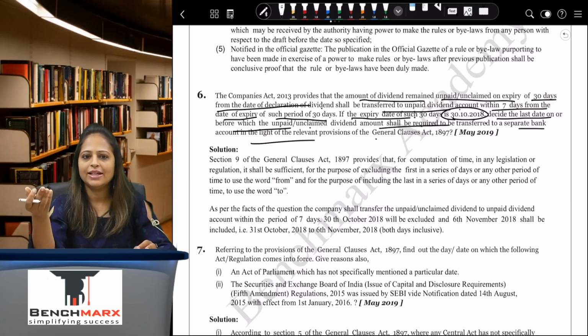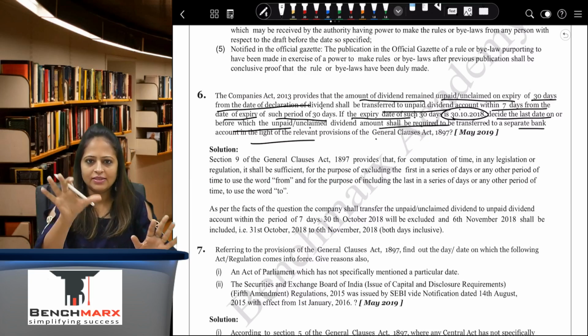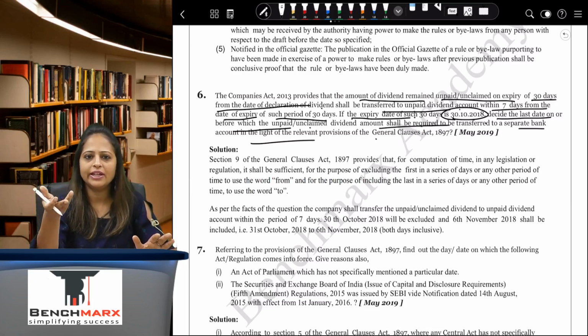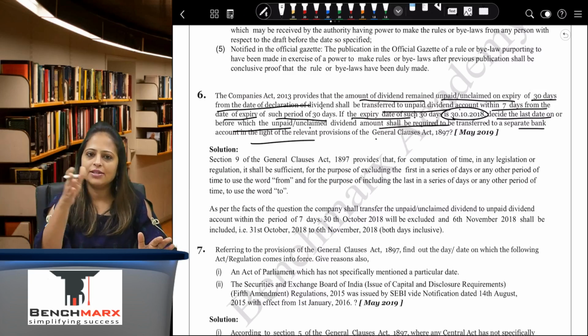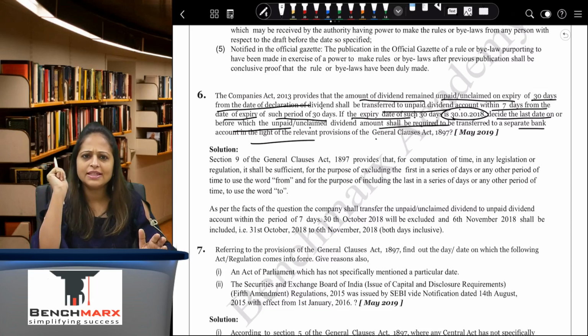So here it has to be done within a period of 7 days. We know the answer. How will you calculate? You have to first write: first in the series of days to be excluded, last to be included, and it will be paid on 6th of November.